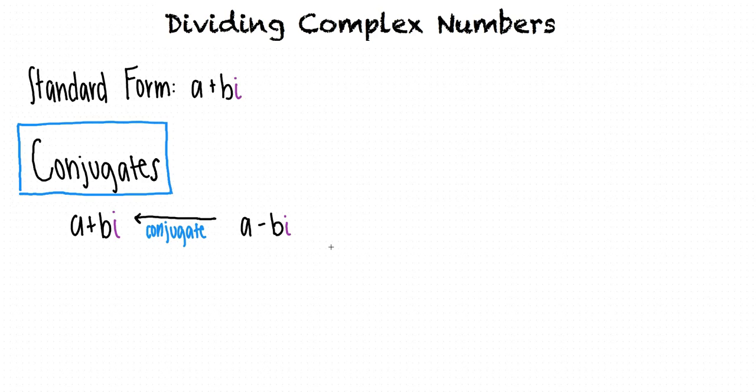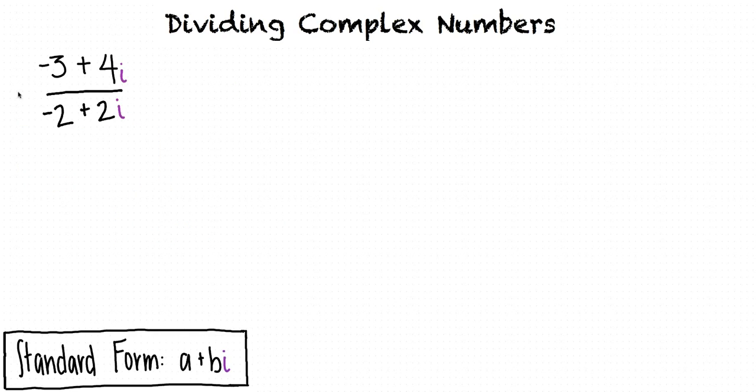Let's take a look at an example to see how we can use conjugates to rewrite expressions. -3 plus 4i divided by -2 plus 2i. When we divide complex numbers, we start by multiplying both the numerator and denominator by the conjugate of the denominator. Since the denominator is -2 plus 2i, its conjugate is -2 minus 2i, right? That's right. So we can multiply both the numerator and denominator by -2 minus 2i.